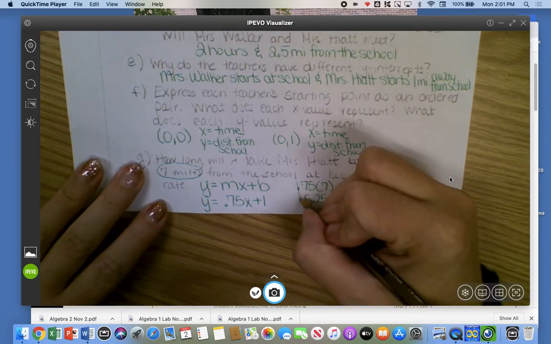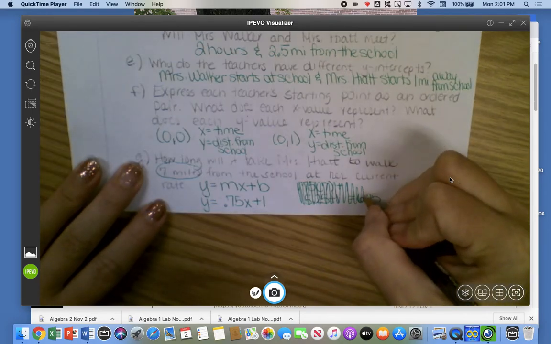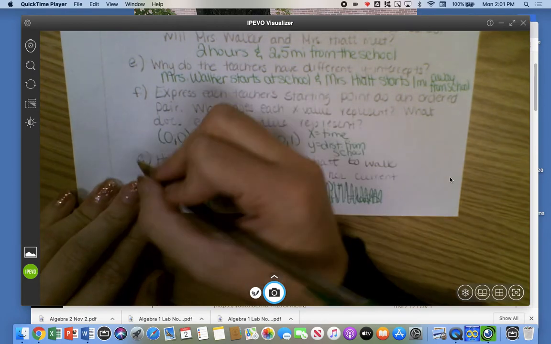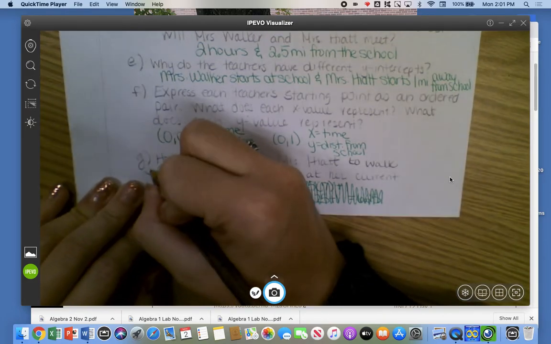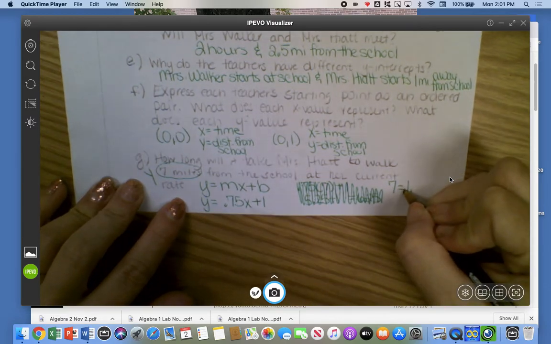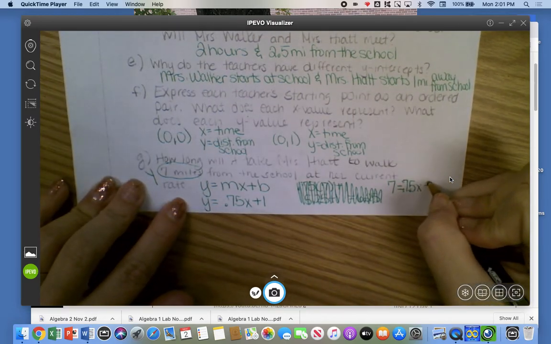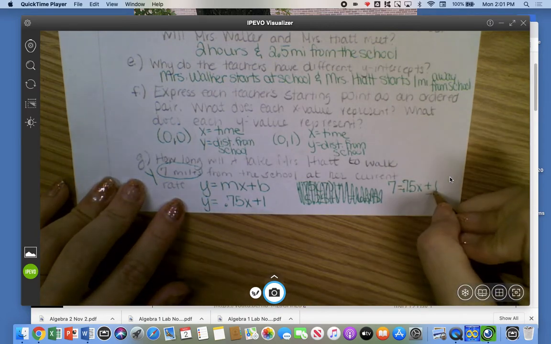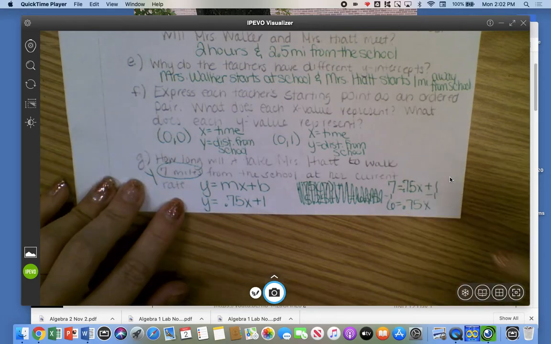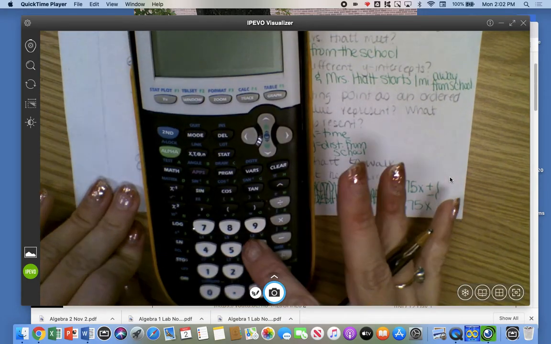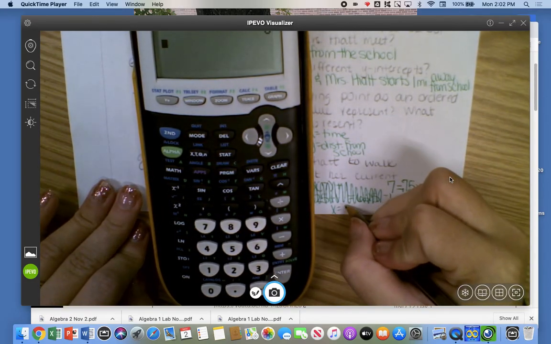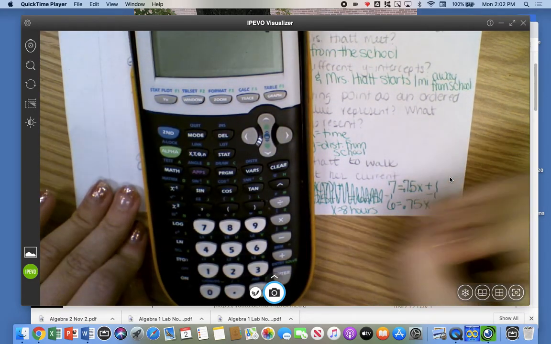Scratch that, ignore me. That was a mistake. Hey, my mistake. Miles is not my x, it's my y. So 7 equals 0.75x plus 1. So we're going to solve this equation. We're going to subtract our 1, and then we are going to divide 6 by 0.75, and we get 8 hours.